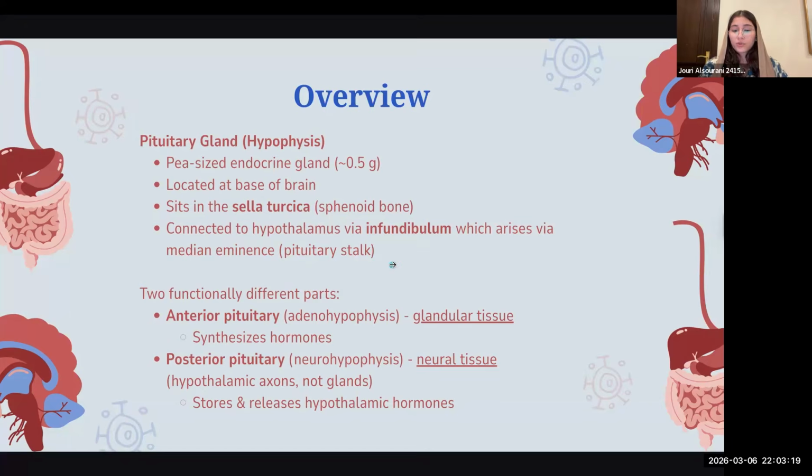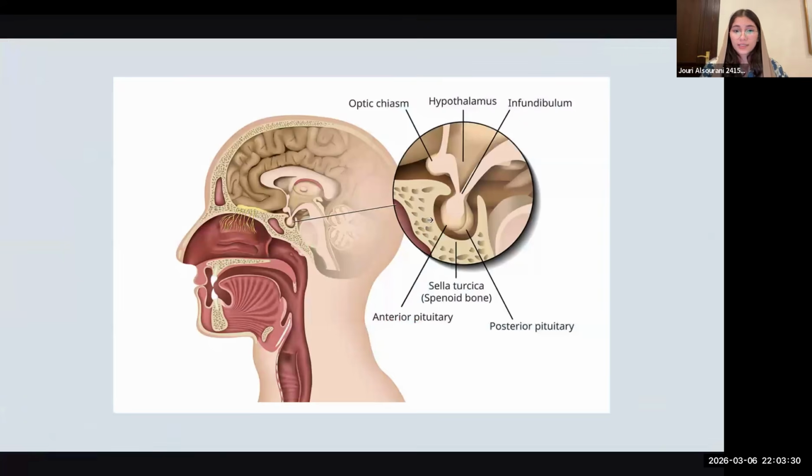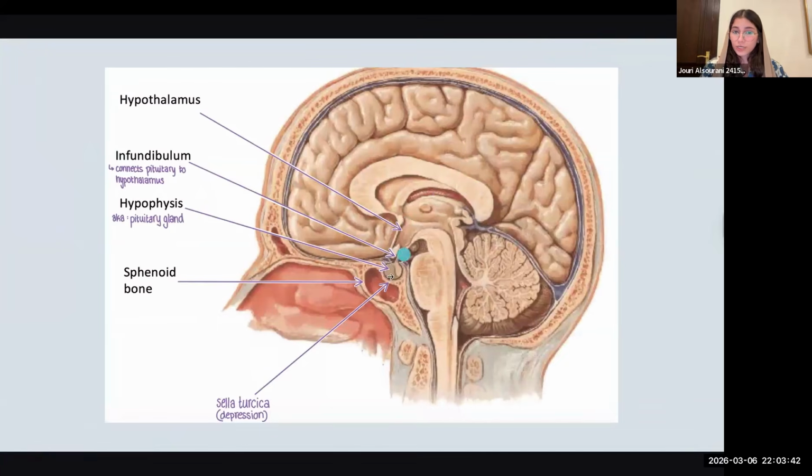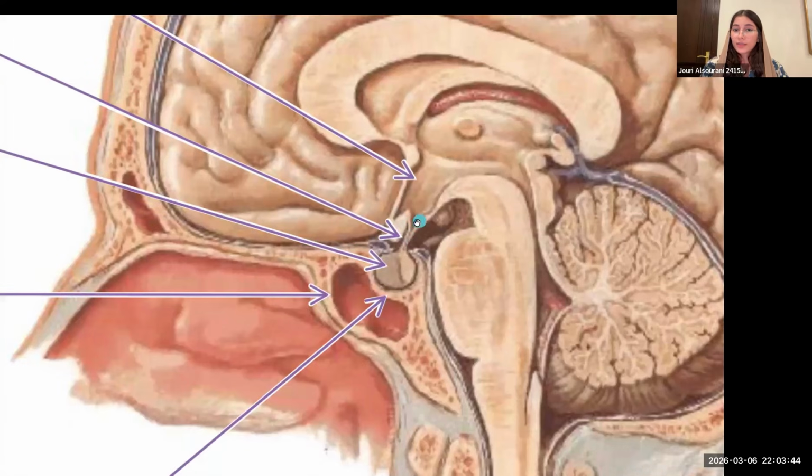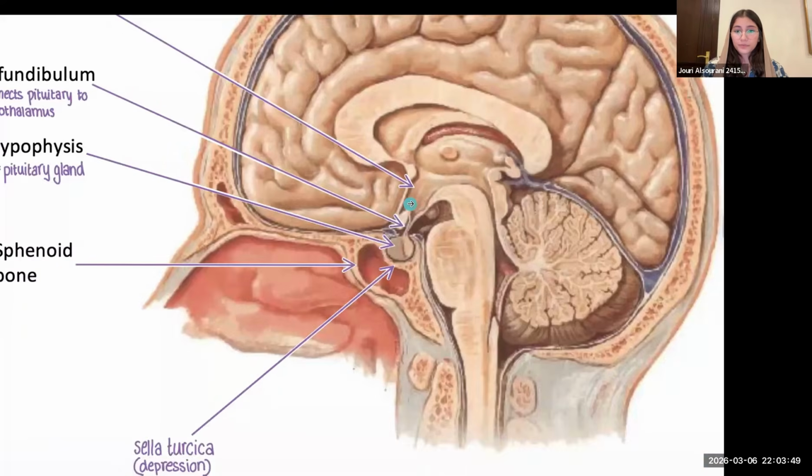And the pituitary gland is connected to the hypothalamus. It's connected via something called the pituitary stalk or the infundibulum, which arises via the median eminence. And basically, you can see here, we have the hypothalamus. This over here, these curves, I guess, this is the median eminence, and they join to form the infundibulum or the pituitary stalk. It's clearer here. And this is what connects the pituitary gland to the hypothalamus.